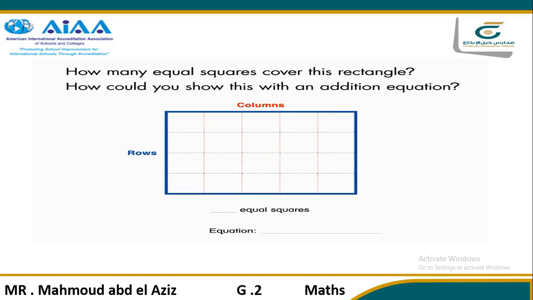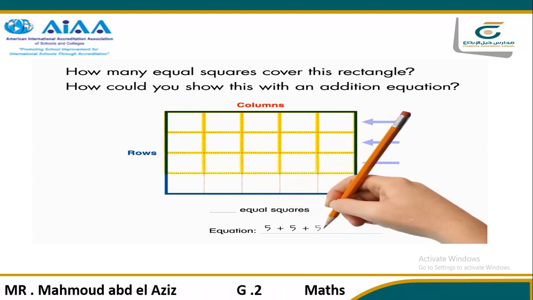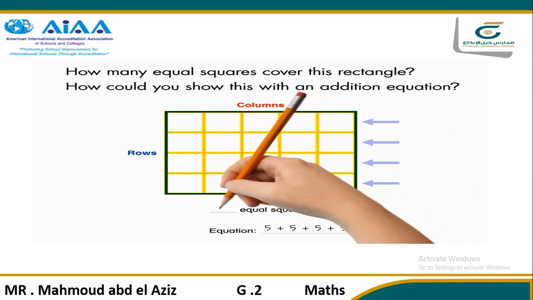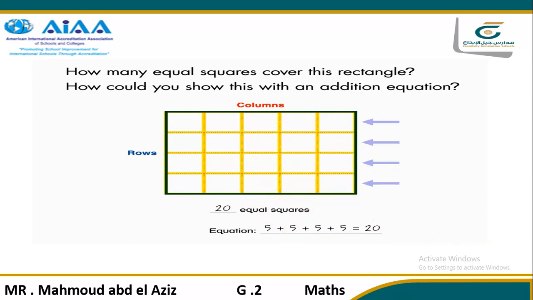In this problem, students are shown a rectangle that is divided into rows and columns. This problem is key because students count and use repeated addition to find the total number of equal squares in the rectangle. Listen and look for students who begin by counting how many squares are in each row. 1, 2, 3, 4, 5. Since there are 4 rows, they add 5 4 times. So, there are 20 equal squares in this rectangle.